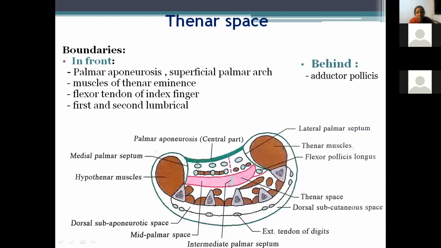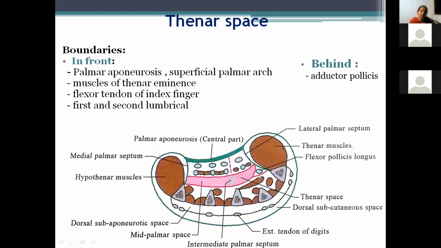This mid-palmar septum is the line of partition. Towards the medial side, we have the mid-palmar space. Towards the lateral side, we have the thenar space, right? Now see here in front, what are the things we have? Palmar aponeurosis, isn't it? Then below that, we will have the superficial palmar arch. This is the muscles of the thenar eminence. Then these are the tendons of the index finger, and this is the first and second lumbrical. First and second lumbrical you are finding as the anterior boundary of the thenar space.